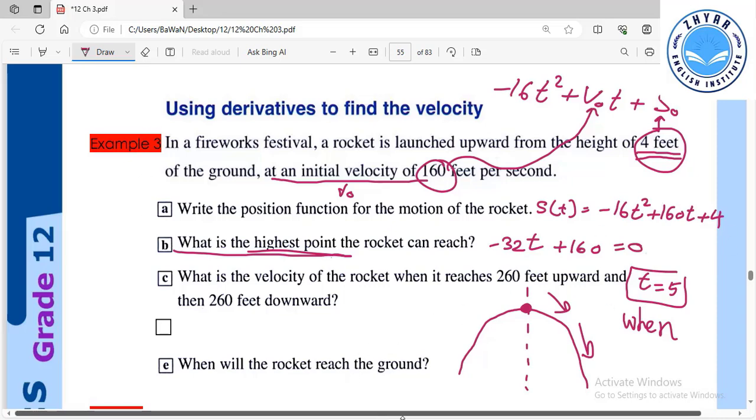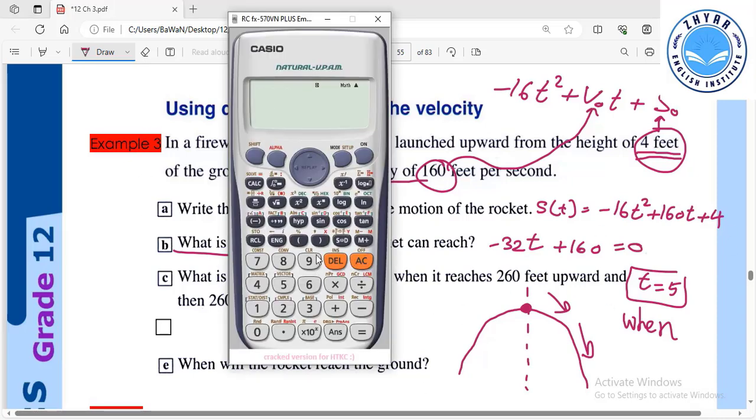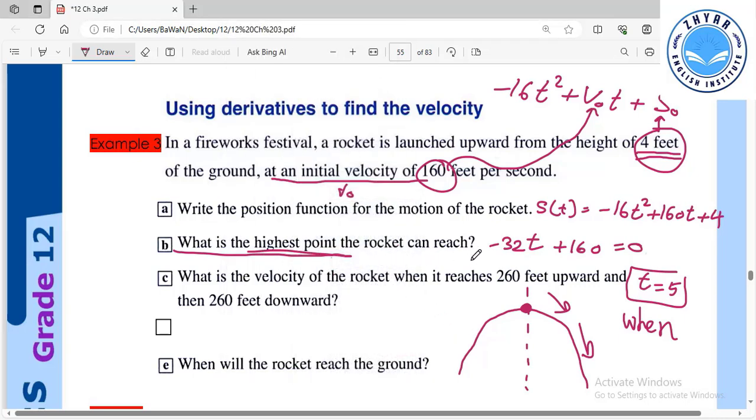That is negative 16 bracket 5 squared plus 160 bracket times 5 plus 4. The answer is 404. This means the highest possible point where the rocket can reach is 404 feet above ground, and this happens 5 seconds after the rocket launch.